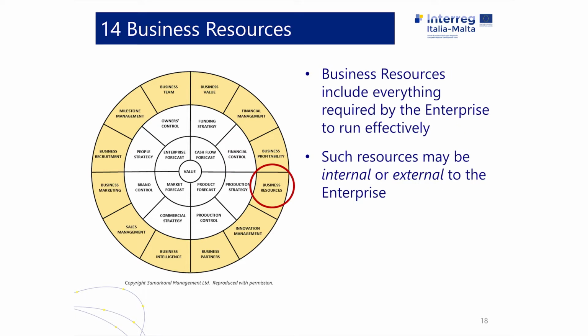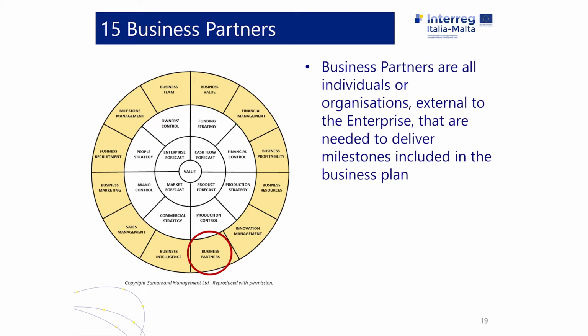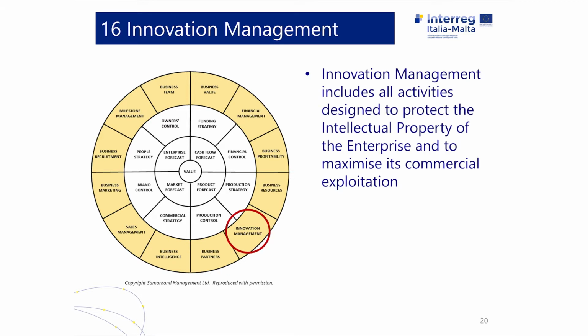Moving to the outer circle in yellow, business resources include everything required by the enterprise to run effectively, internal or external to the enterprise. Things like raw materials, for example. Business partners are those people, individuals or organizations external to the enterprise that you need to deliver the milestones included in the plan. Importantly, innovation management includes all those activities designed to protect the intellectual property of the enterprise and to maximize its commercial exploitation and, if possible, prevent competitors from using your ideas.